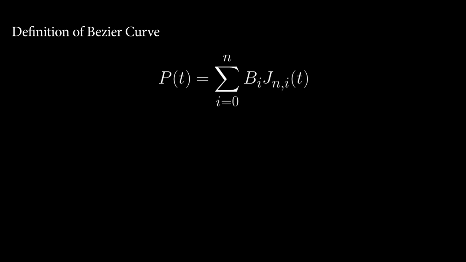Here you can see the mathematical expression for Bezier curve. P is the equation for the Bezier curve. You can see that it depends on t, and this is the parametric variable because this is a parametric equation. It is the sum of value b times j, and b is going to be the coordinates for our control points.